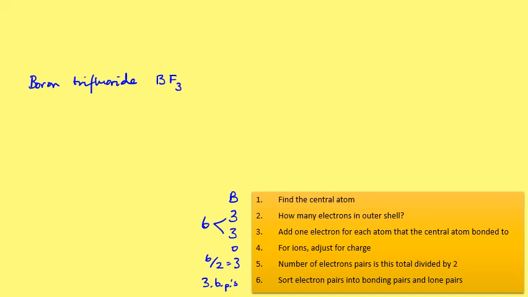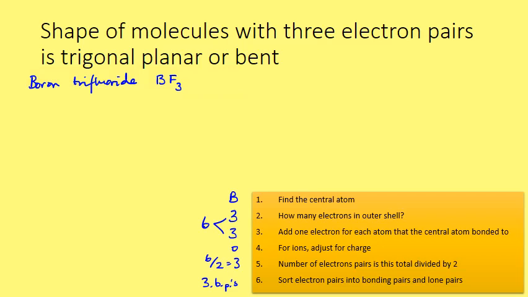Step 2 is to refer to our table, which we will have memorized. And when we look at our table, we can see that the shape of molecules with 3 electron pairs is trigonal planar or bent. So it's trigonal planar when there are 3 bonding pairs and no lone pairs, and bent when there's 2 bonding pairs and 1 lone pair.